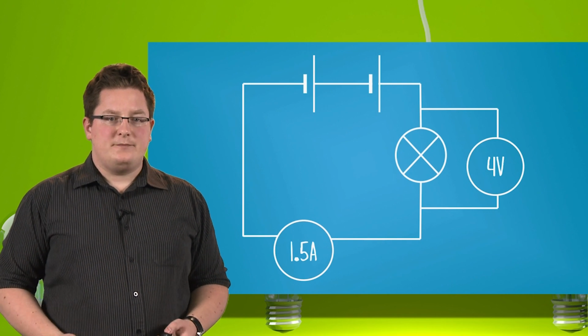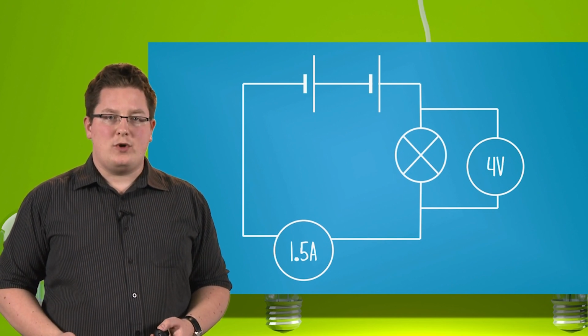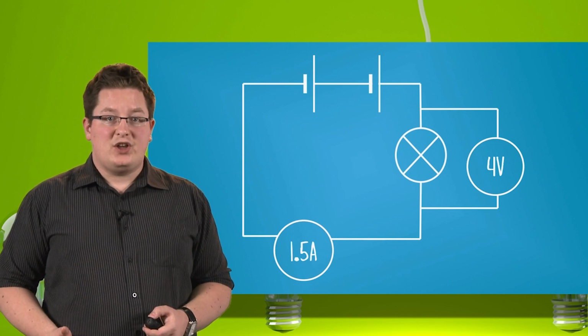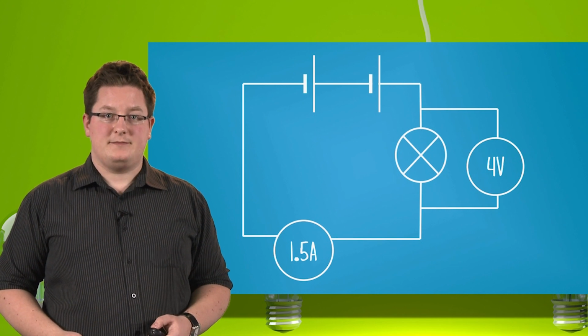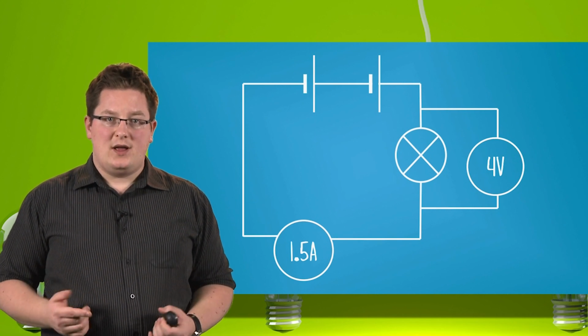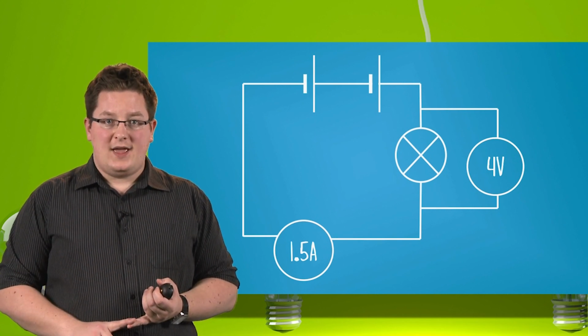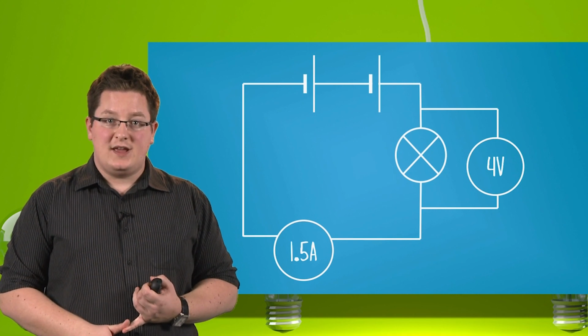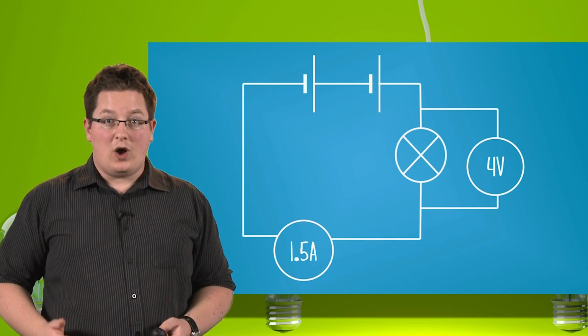Here's one for you to do. This circuit has a voltage across the bulb of 4 volts and a current of 1.5 amps. Can you work out the power and the total energy converted if the circuit is left on for a whole minute?